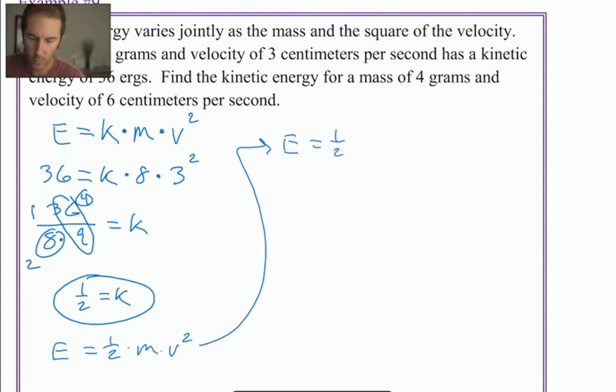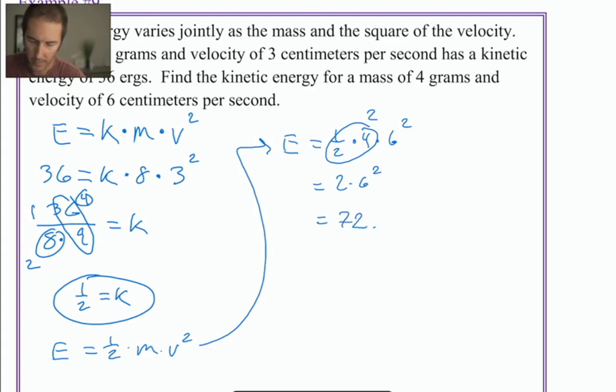Give me the mass, 4 grams. And I'm ready, show me velocity, 6 centimeters per second, and we have to square that, so there's a 6 squared. So E is equal to, well, the 1/2 times 4, this is going to turn into a 2. So we've got 2 times 6 squared. 6 squared is 36, and 36 times 2 is 72.